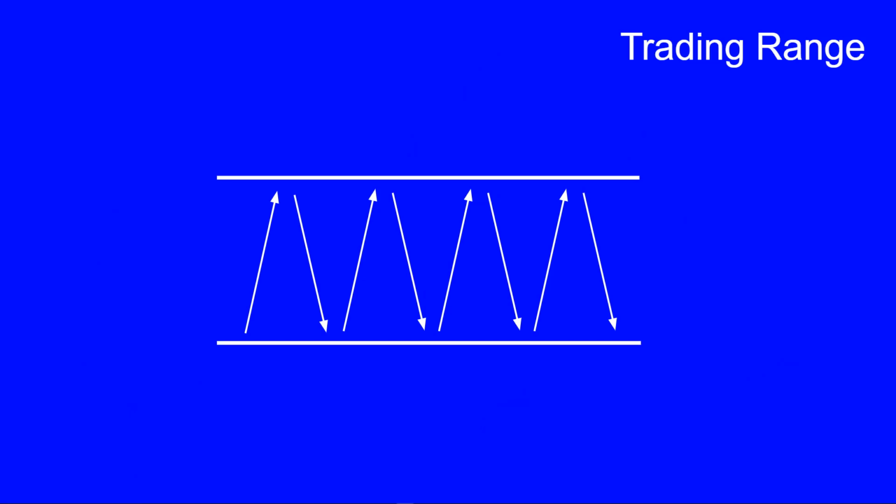A trading range consists of a strong support level and a strong resistance level, with the price bouncing back and forth between the two like so. Officially, there should be at least 2 touches of each level within the range. 1, 2, 1, 2.